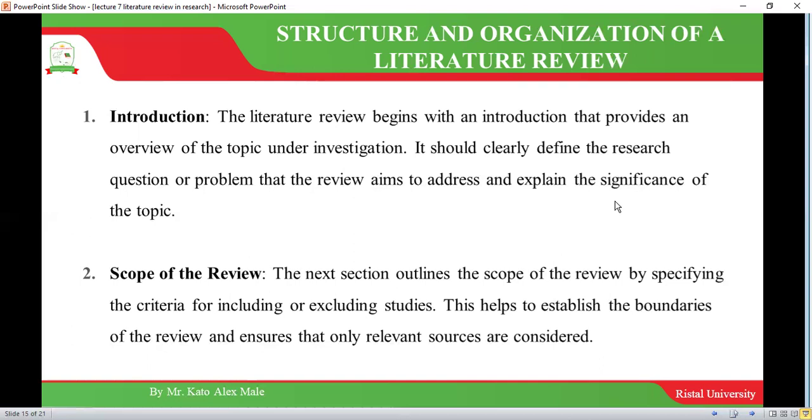Then scope of the review. This is the next section that outlines the scope of the review by specifying the criteria for including or excluding studies. This helps to establish boundaries of the review and ensures that only relevant sources are considered. I guess this one is clear. The scope tries to indicate for us the limits within which the review is running. You're setting limits: I'm going to only consider prevalence and risk factors for hypertension, much as there are also other factors that can be considered. But as far as the scope of my study, I'm only going to consider prevalence and the associated risk factors.